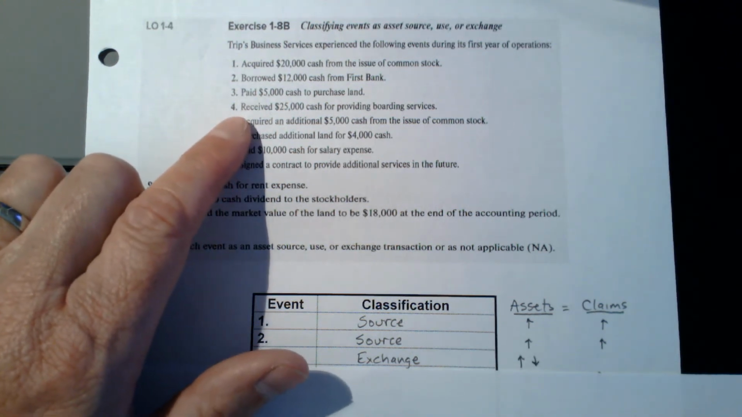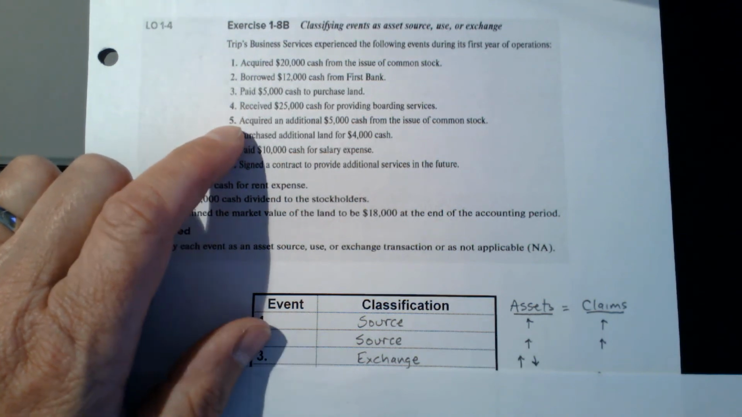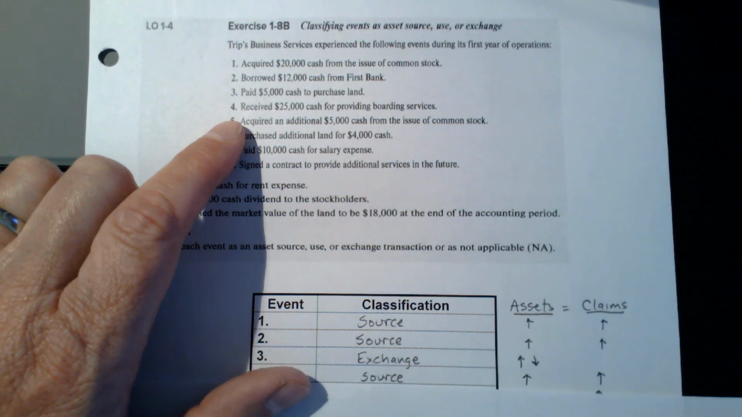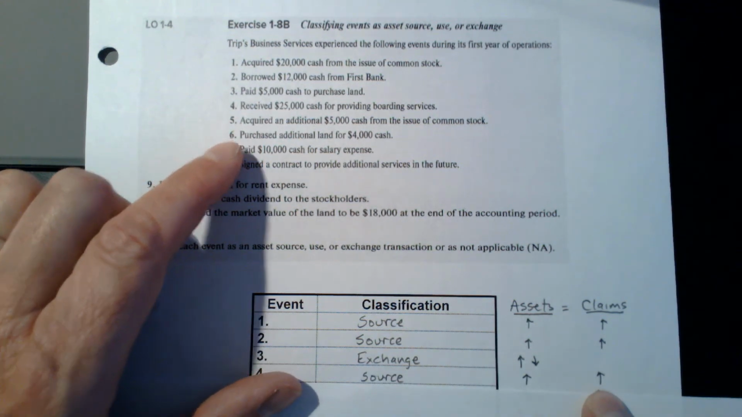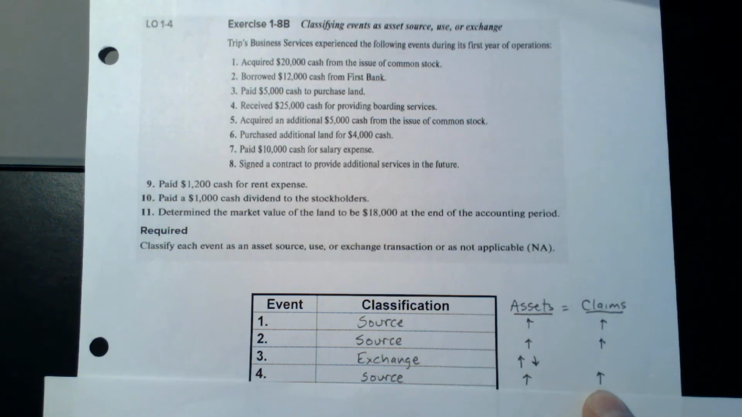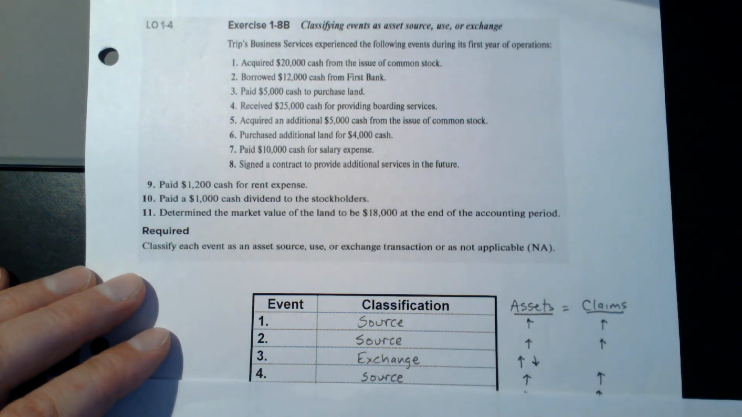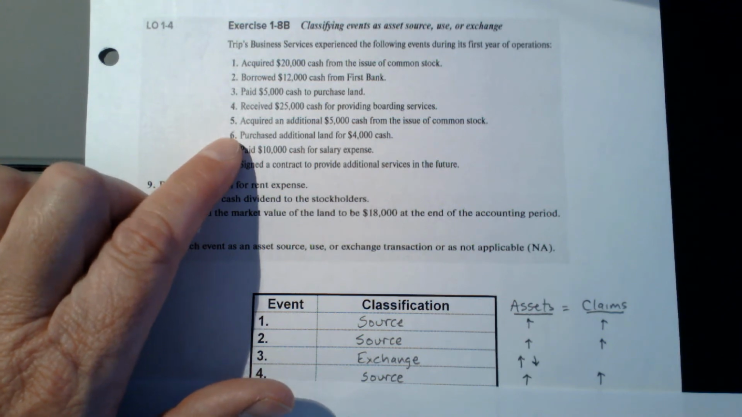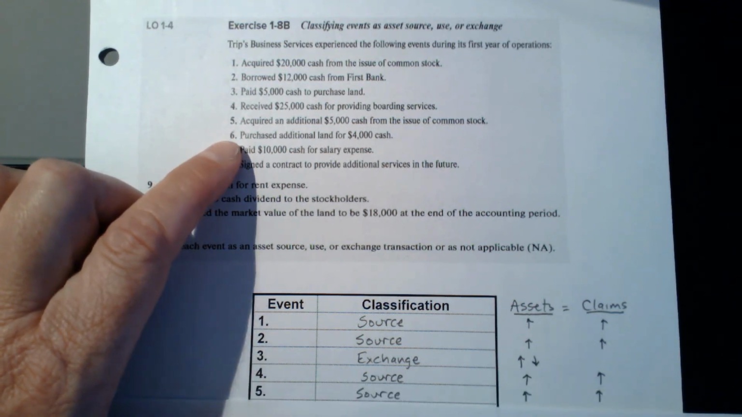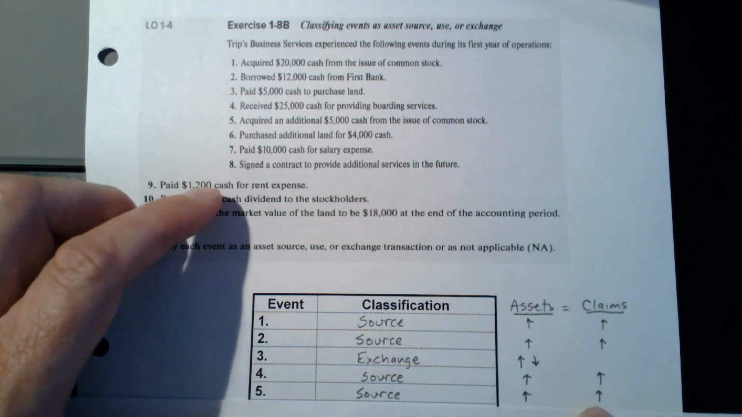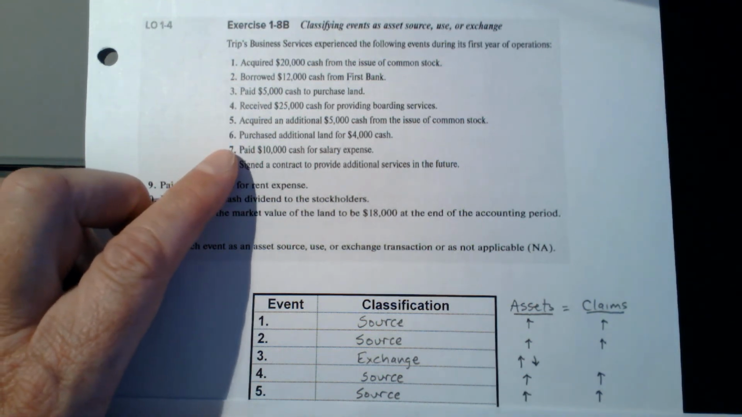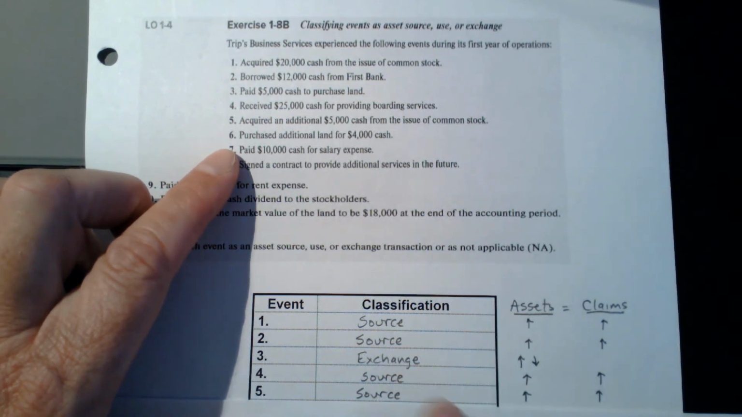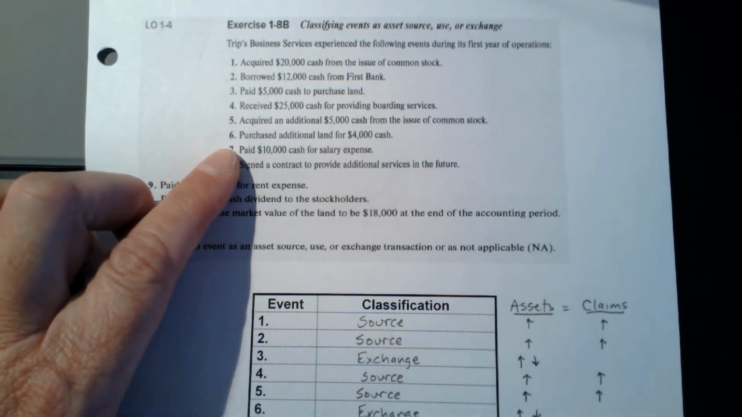The next one, we received $25,000 cash for providing boarding services. That's a source transaction because assets go up and the claim of the owners goes up, because providing services revenue pulls up our stockholders' equity, the owner's claim on the business. The next one, acquired an additional 5,000 cash from the issuance of common stock. That's just like transaction 1. That's a source transaction. Assets and claims both go up. Next one, we purchased additional land for 4,000. That's just like this exchange transaction. Number 3, an asset goes up, an asset goes down.